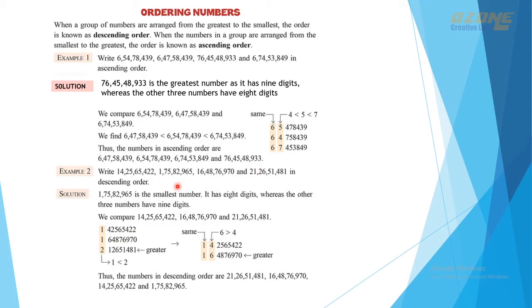Next, in example 2, 4 numbers are given. We need to write the numbers in descending order. So while checking the number of digits, we can see that one is an 8-digit number and the others are 9-digit numbers. So that 8-digit number will be the smallest number, the number which we need to write at the end. And then 9-digit numbers, while we are comparing, we know that the first digit for one number is 2, and for the other 2 numbers it is 1.